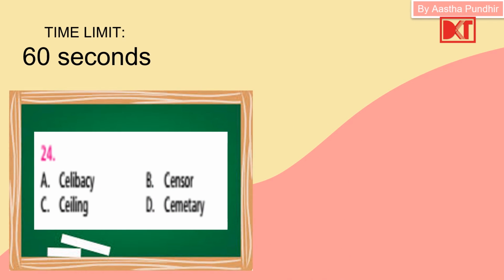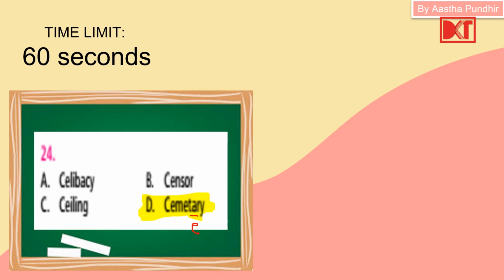Okay, so here we have the word sensor, ceiling. Okay, so here the incorrectly spelt word, the misspelled word, is cemetery. Here the correct spelling is C-E-M-E-T-E-R-Y. It is sort of a graveyard, where people are buried after their funeral. So that place is called a cemetery.